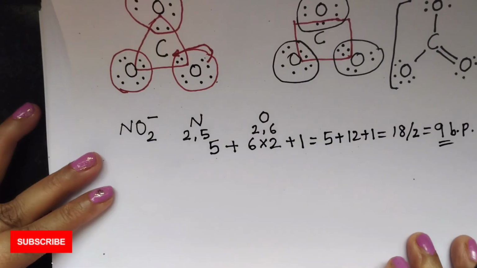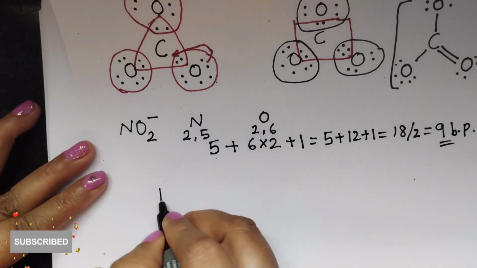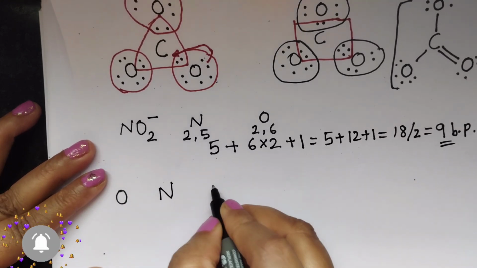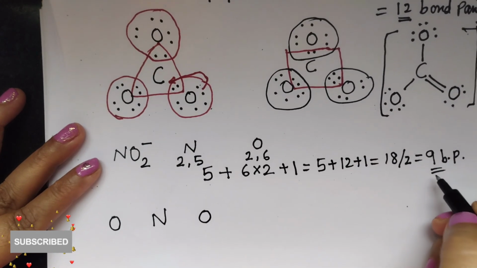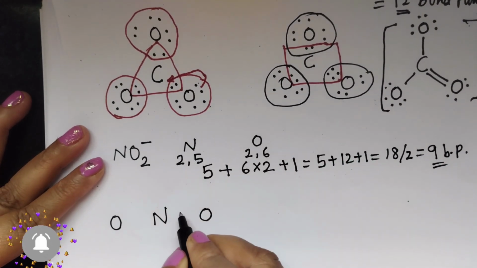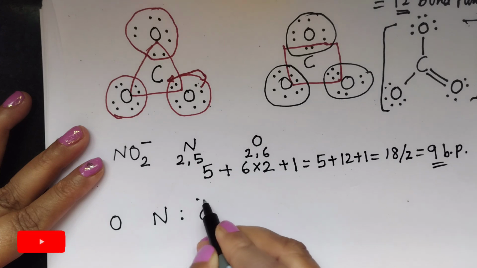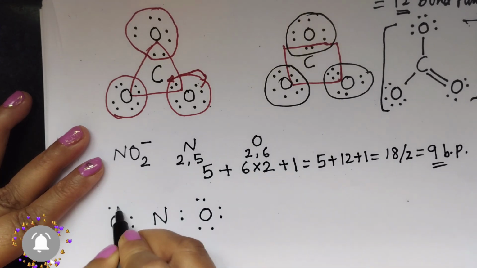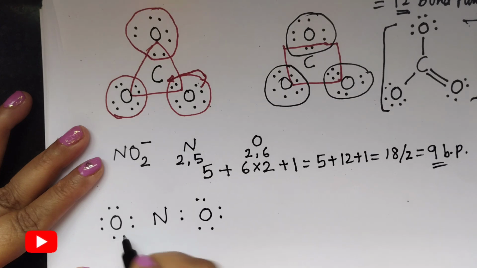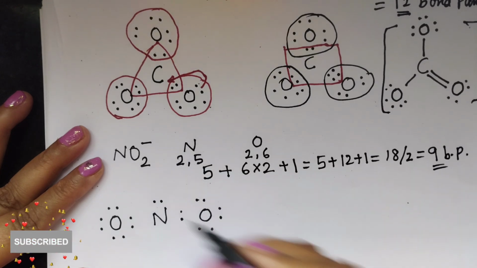Now let us draw the skeleton. Skeleton will be nitrogen, oxygen and oxygen. It will be a linear like structure. Now let us arrange the 9 bond pairs. On this end I will start. 1, 2, 3, 4, 5, 6, 7, 8. 1 is remaining. I'll put it on the central atom.